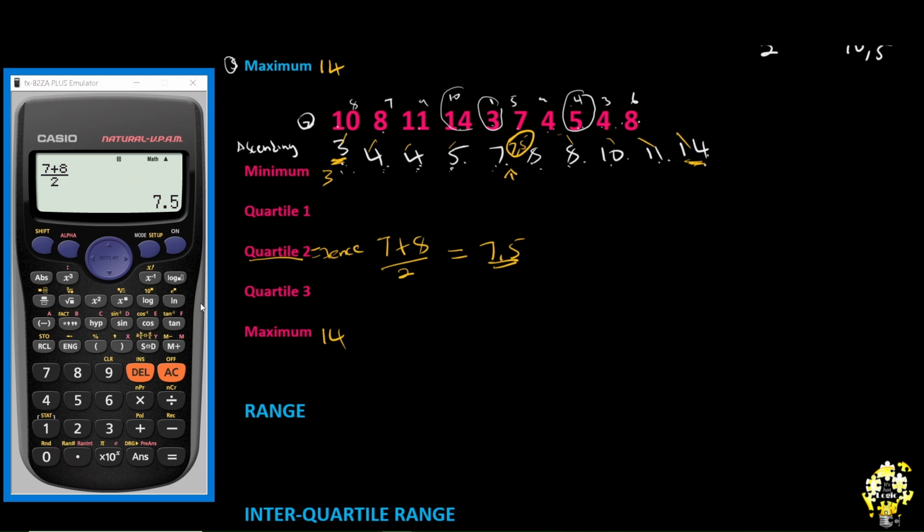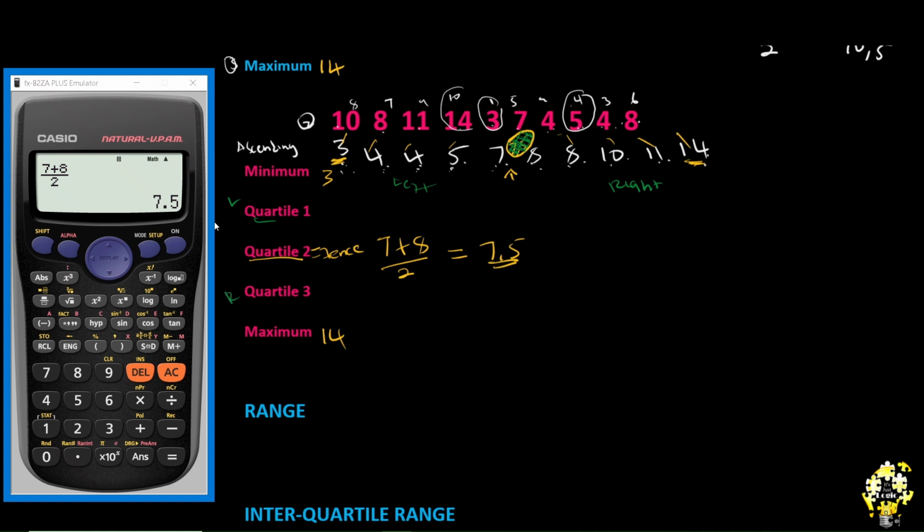let me use a green. It becomes your what? Your fence. 7.5 is our fence. We have used 7.5 as a fence. Now we have, as I said, left side and the right side. What do we get from our left side? We get quartile 1 from our left. What do we get from our right side? We get quartile 3 from our right.